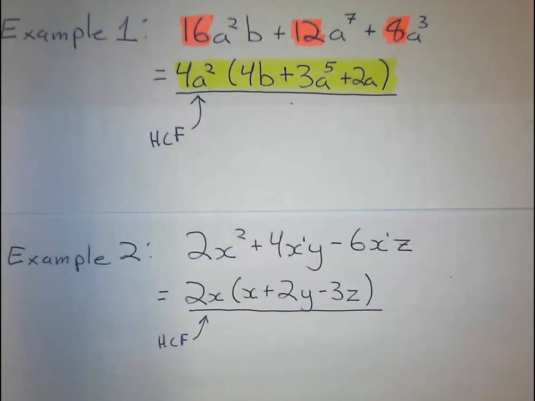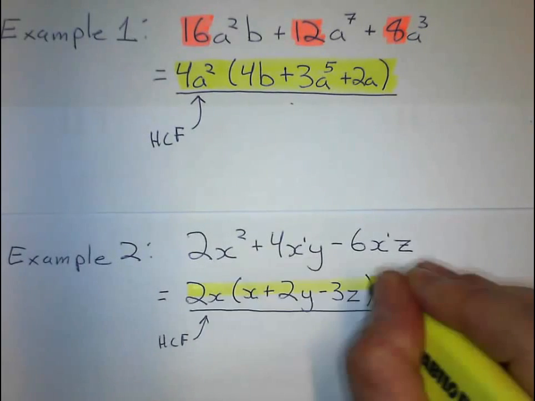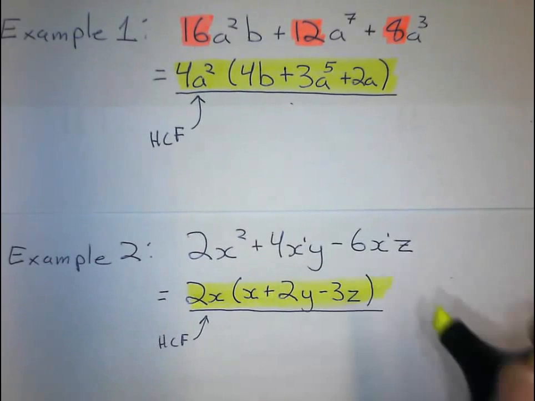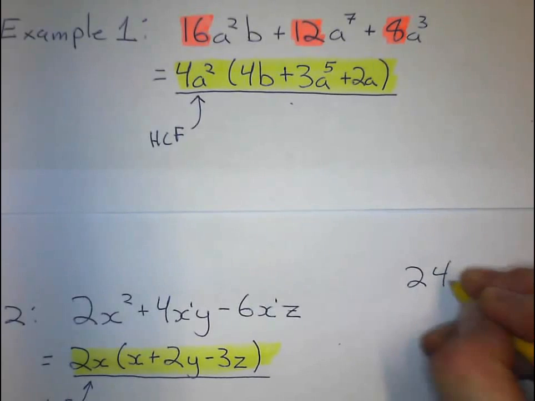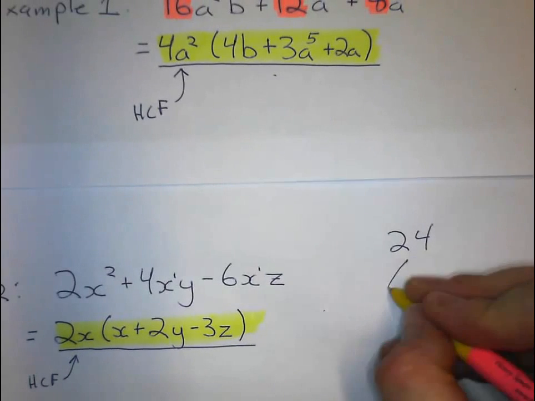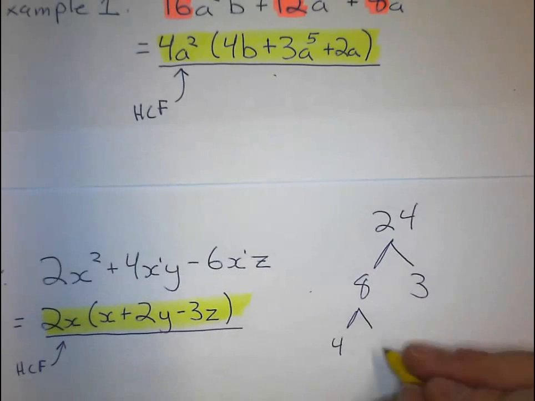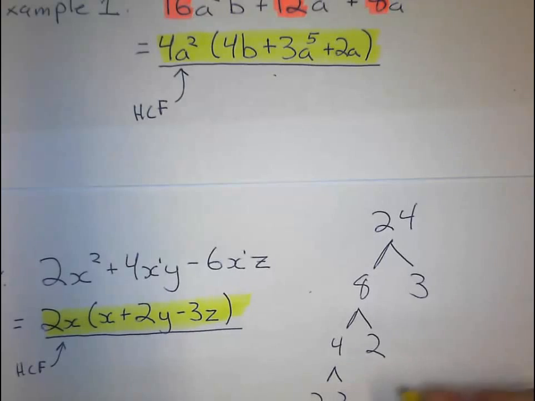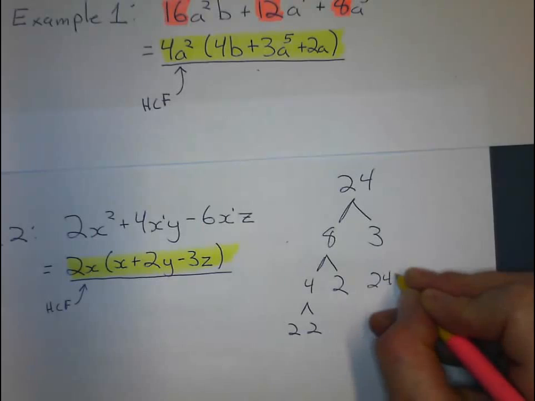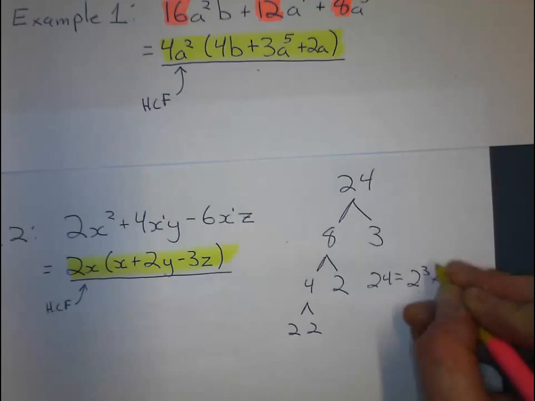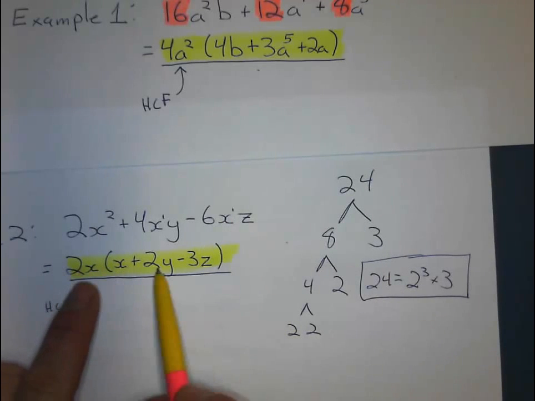And what you're doing when you factorize is you're breaking this expression down into its prime factors, just like prime factorization of numbers. So if I've got just some random number, 24, I can break that down into its prime factors. 24 is 8 times 3, 8 is 4 times 2, and 4 is 2 times 2. So this is prime factorization of numbers. So I can say 24 equals 2 cubed times 3. And I'm doing a similar process here, breaking down an algebraic expression into its prime factors, just like I did here.